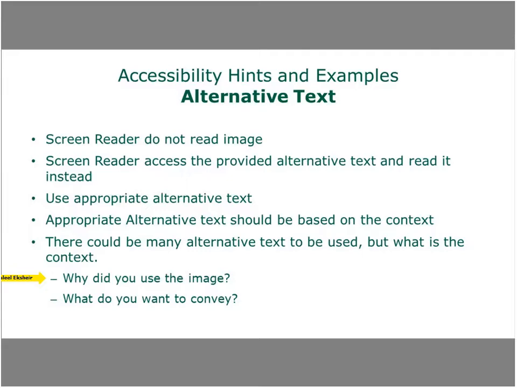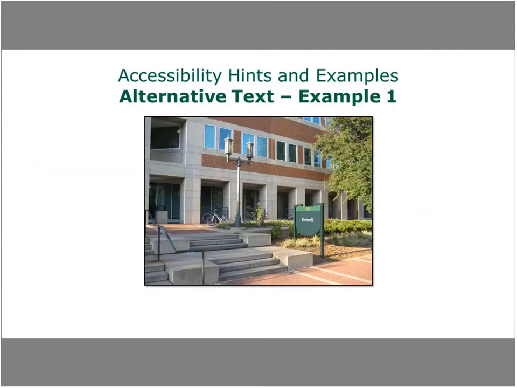I have a small practice here. We have an image here. This is one of the buildings at UNC Charlotte. Using your annotation tool, maybe the T for text, you can just click on the T and type down here. Suggest an alternative text for this image.